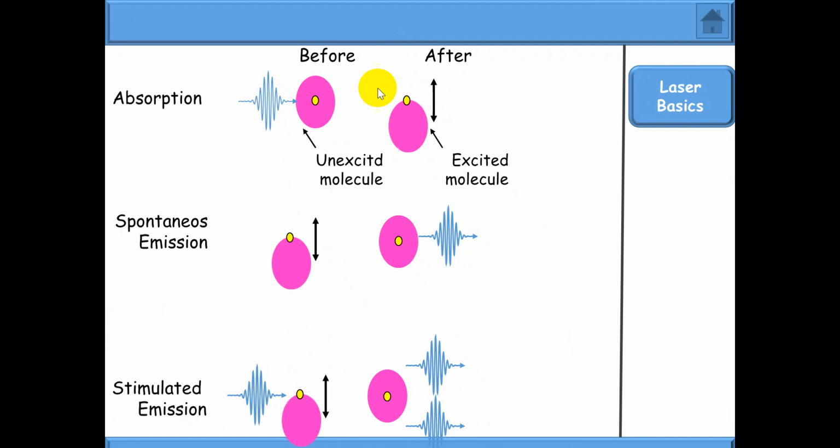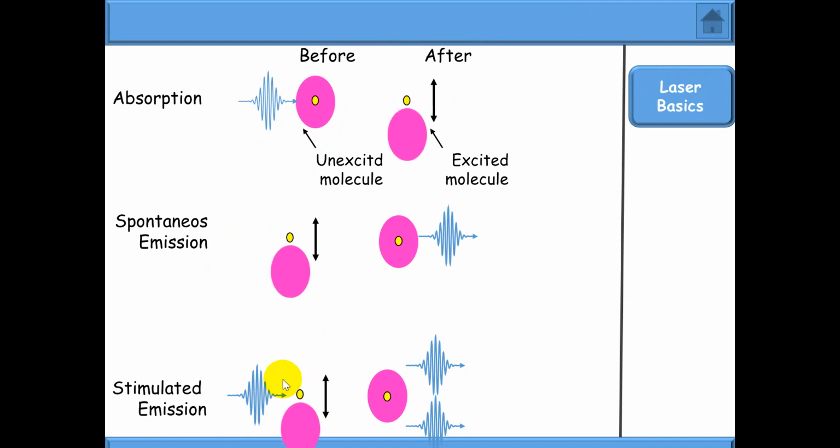This is an unexcited molecule or atom with a photon interacting with it. After interaction and absorption, the atom or molecule is in an excited state and is not stable. So an unstable atom can emit a photon and go toward a stable state.